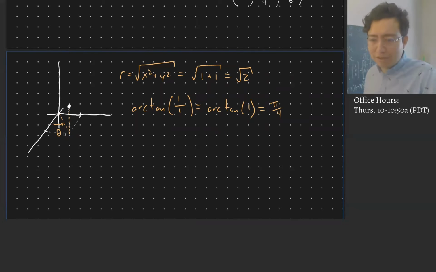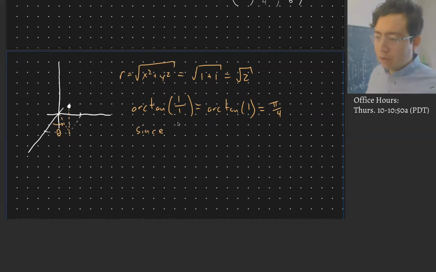Also, from the picture here, you can see these are the same distance, so you get this right triangle. It's a 45, 45, 90 triangle, so you know that has to be a pi over 4 angle. In this case, since this is the first quadrant, this is exactly theta. So since (1, 1) is in the first quadrant, theta equals pi over 4.